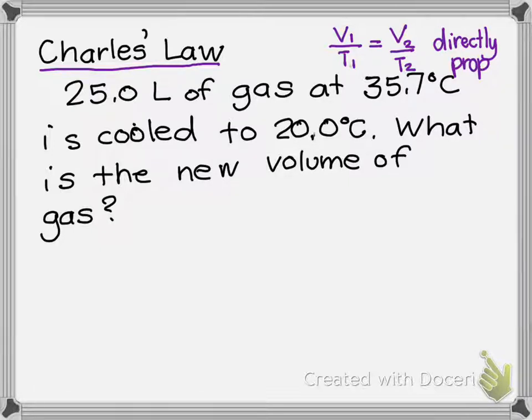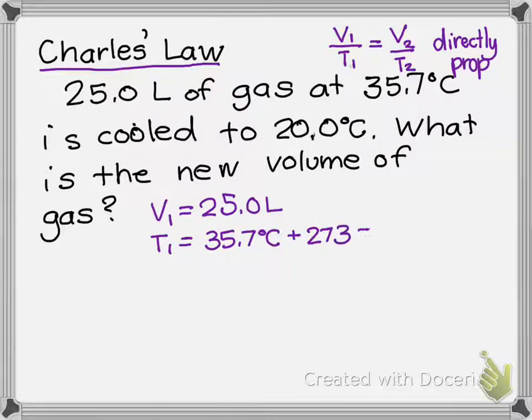So let's see how Charles' law can be used in a calculation. This says we have 25 liters of a gas, so we have a volume of 25 liters. They did not tell us what gas, but that's okay. We can still do the problem. They tell me I have a temperature of 35.7 degrees Celsius. Now remember that you must use Kelvin in order to solve these problems. If you aren't given Kelvin, then you need to convert to Kelvin in order to finish the problem. I usually do this right away. And this tells me I have 25 liters of gas at 35.7.